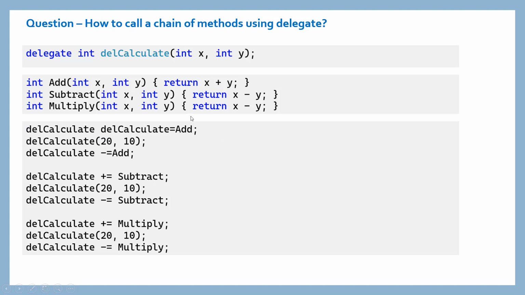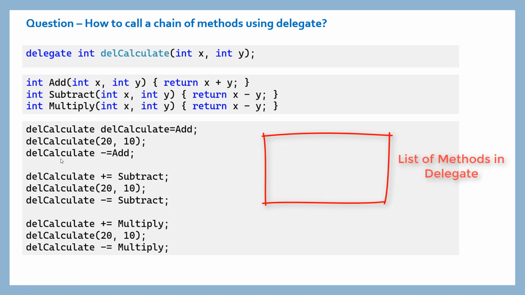To remove this add method, we need to write del calculate minus equal to add. So it will remove the add method from the delegate. Basically, it is forming a list in delegate, a list of items or list of methods in delegate. We can add any element and we can remove any element from that list.